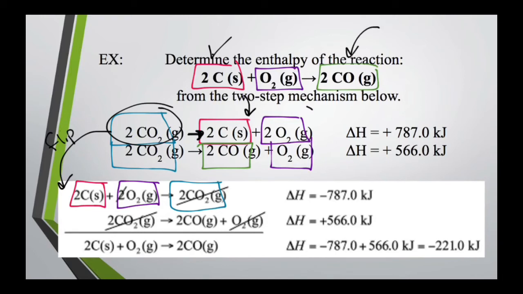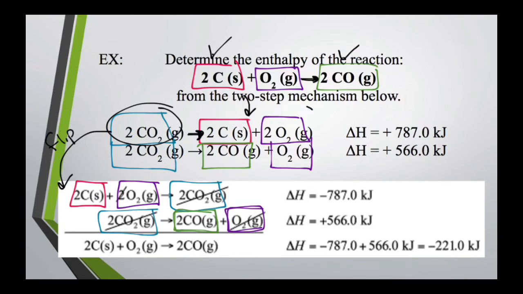Next thing I'm going to try and get is 2 CO gas molecules on the product side after my arrow. And what do you know? Here in my second reaction, I already have 2 CO gas molecules after the arrow, just like I was looking for. So I actually just brought that second equation down and used it exactly as it was written. No changes necessary.